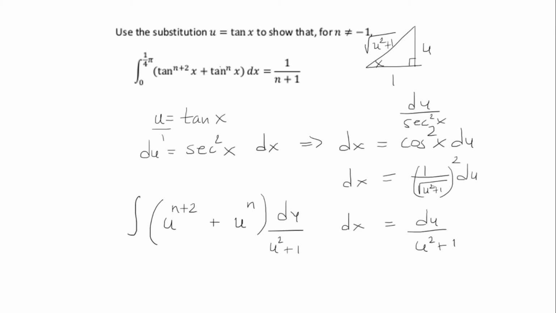And now we can also change the limits if you want, or we can do it after, but we'll just get it out of the way. We know these limits are in terms of x because it's dx. So plug it into this equation. If x equals 0, u is tangent of 0, which is 0. And if x is pi over 4, tangent of pi over 4 is 1. So this simplifies really nicely.